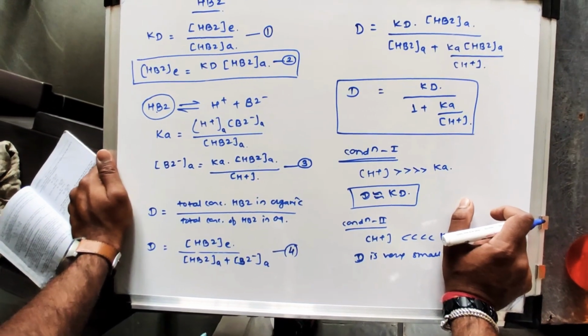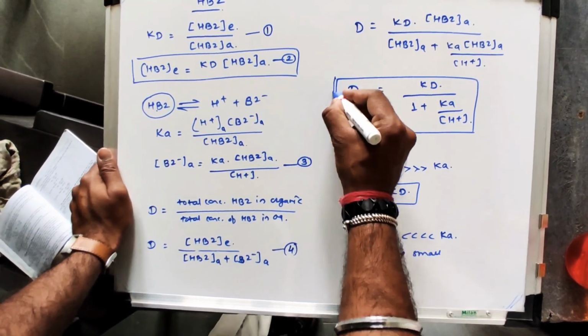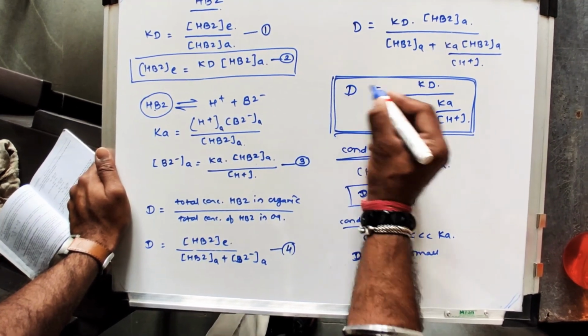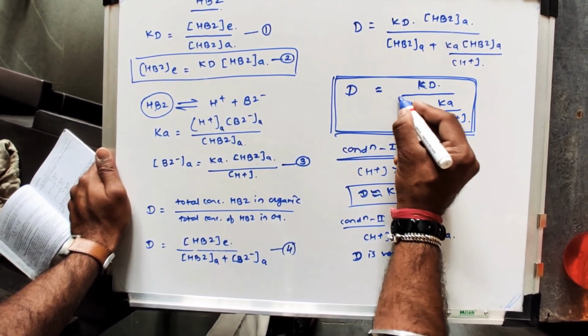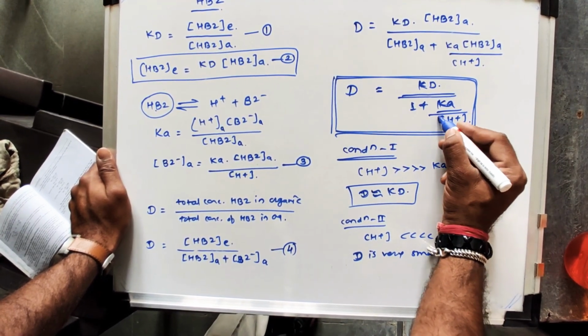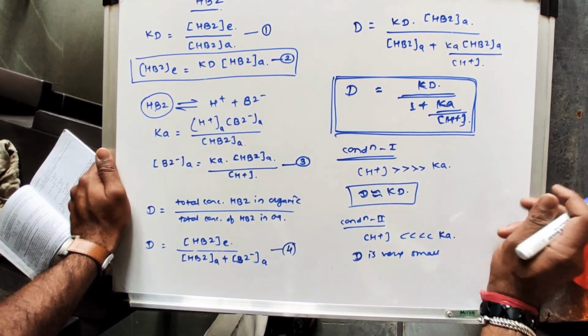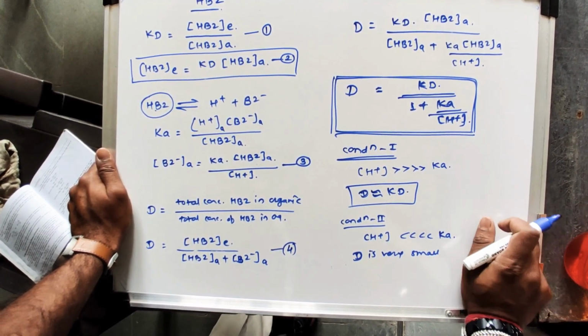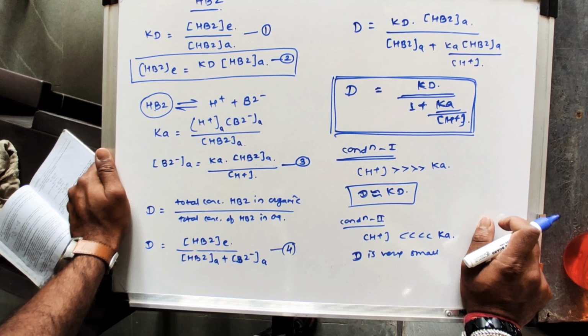This is the actual relationship between distribution ratio and the distribution coefficient. Distribution ratio is equal to distribution coefficient upon 1 plus dissociation constant upon H plus ion concentration. And these are the two different conditions, condition first and condition second.